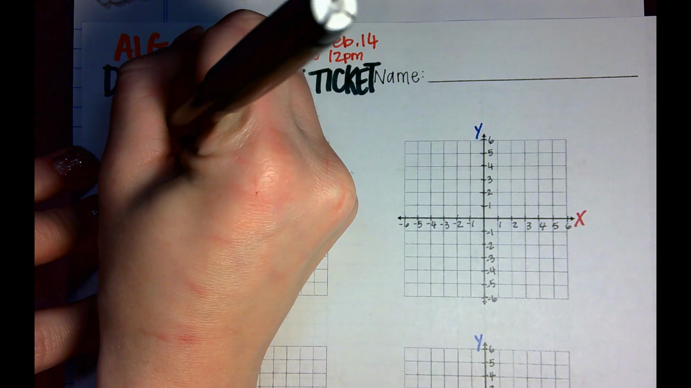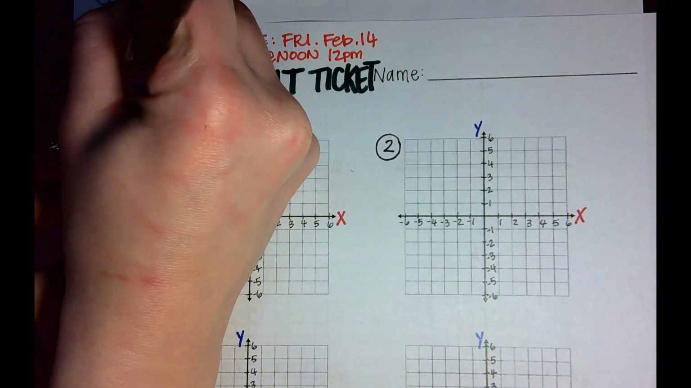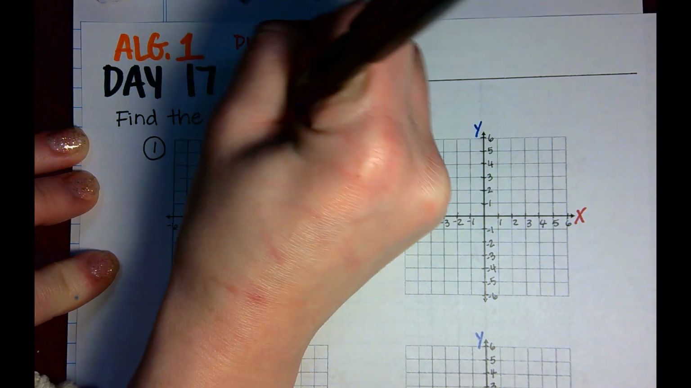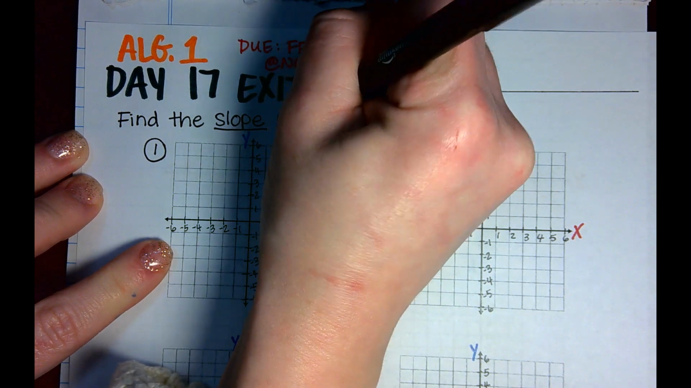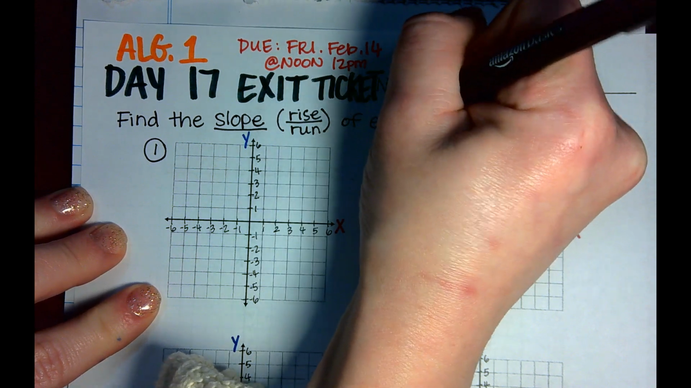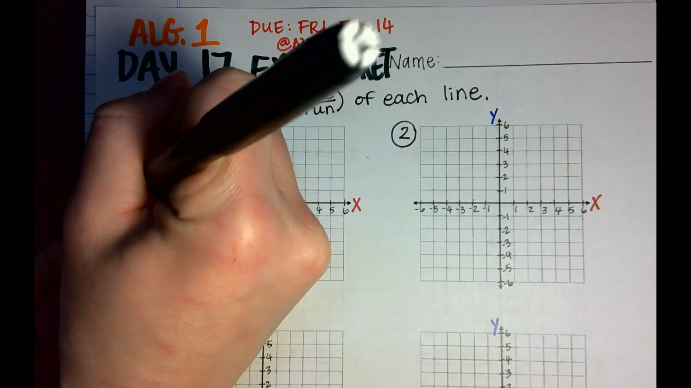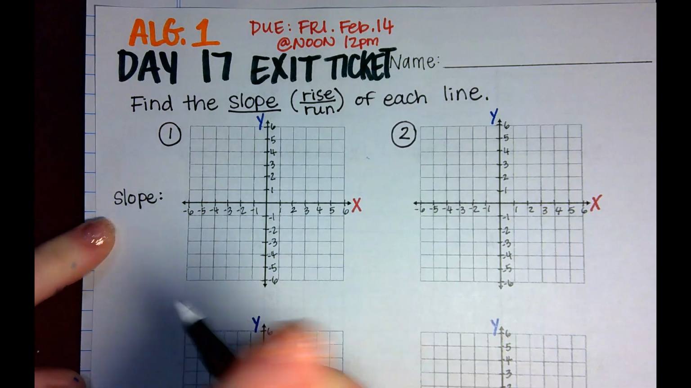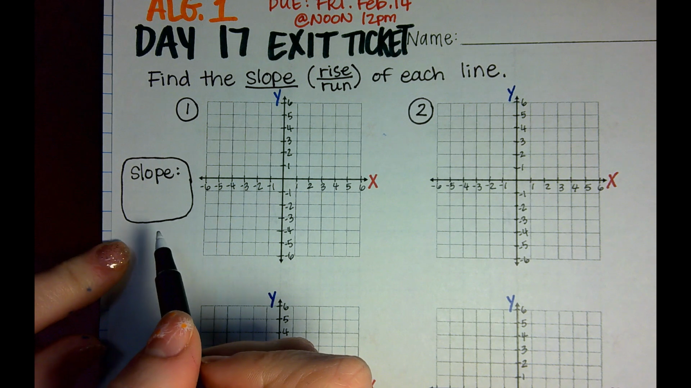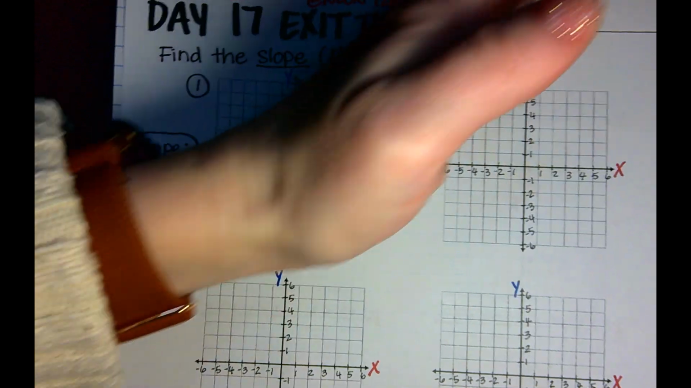Okay. So, for number 1 and number 2, I'm going to draw a line and I want you to find the slope, in parentheses, I'm writing rise over run, of each line, and I'll give you a space to do this. So you're going to give me the slope and you can write it below there. And remember, if it points down, it needs to be negative. If it points up, it's positive.